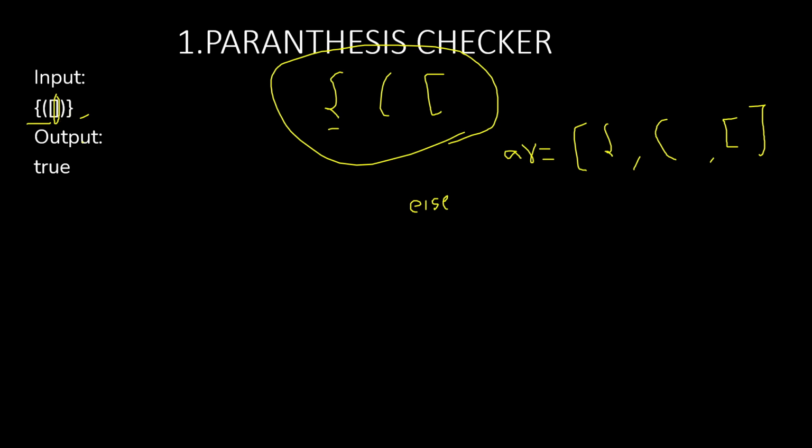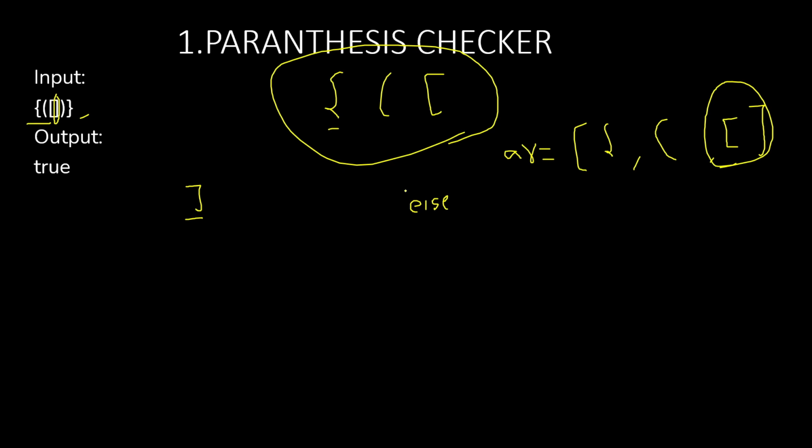Okay, for this right side parenthesis, which is this one currently, this is the right side parenthesis for now. Now we are checking the previous character. This is a previous character inside the temporary array.